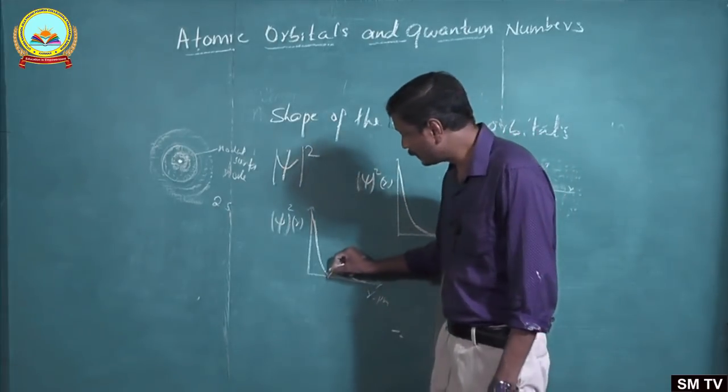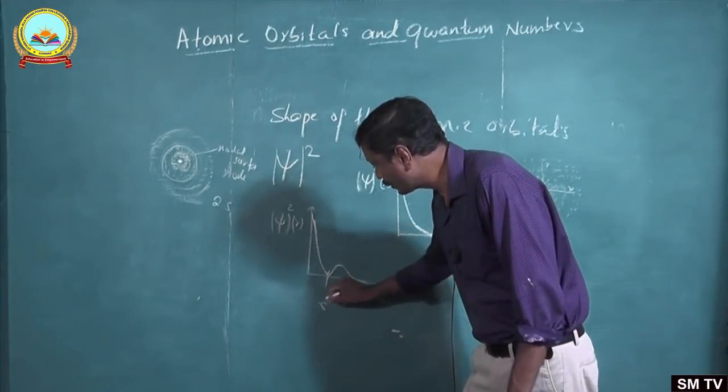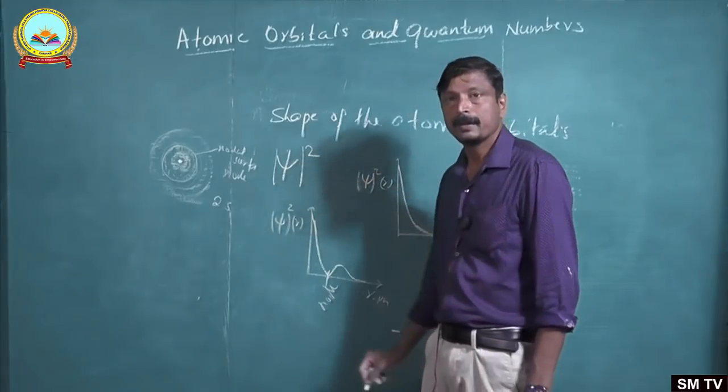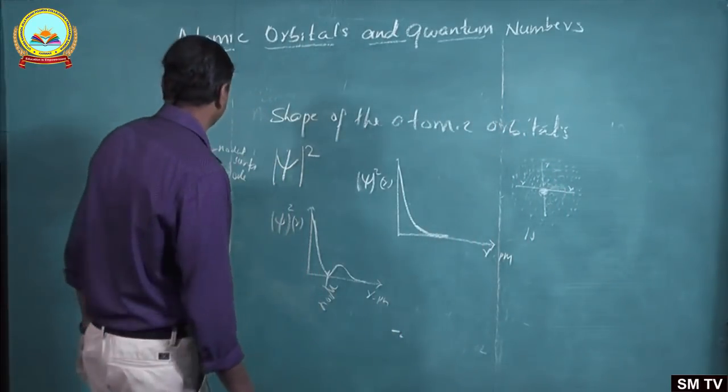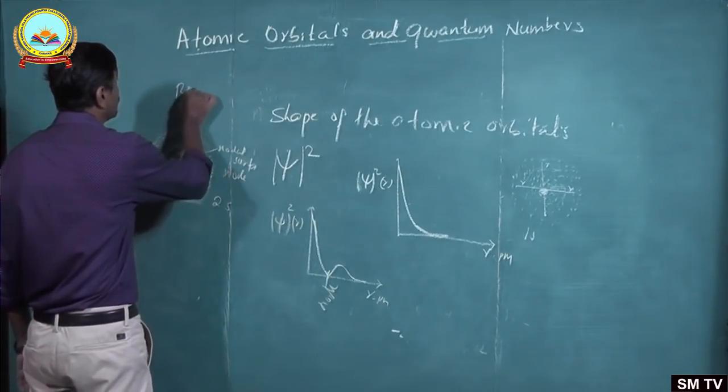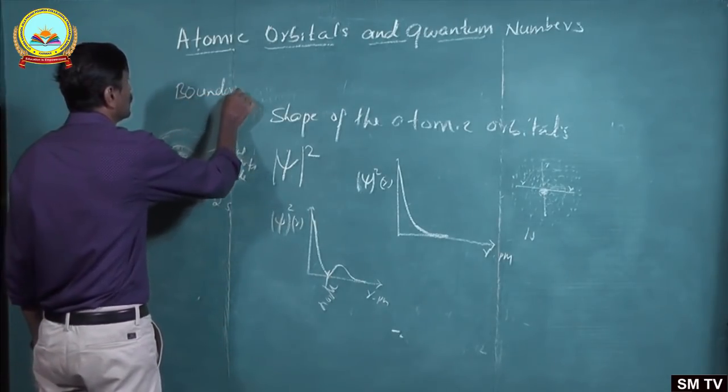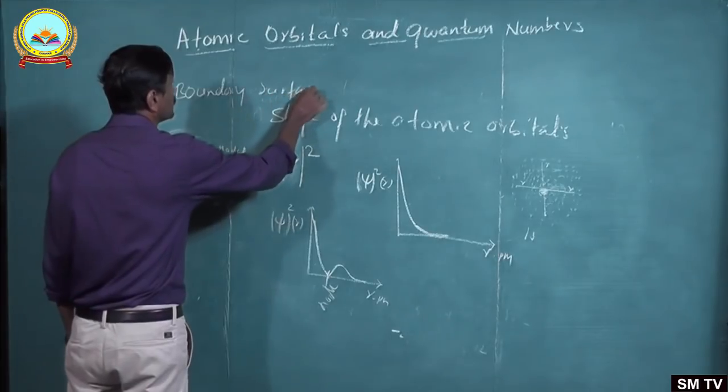For the 2s orbital, we have a node. This point is called a node. After that, boundary surface diagram. One more term is given, the boundary surface diagram.